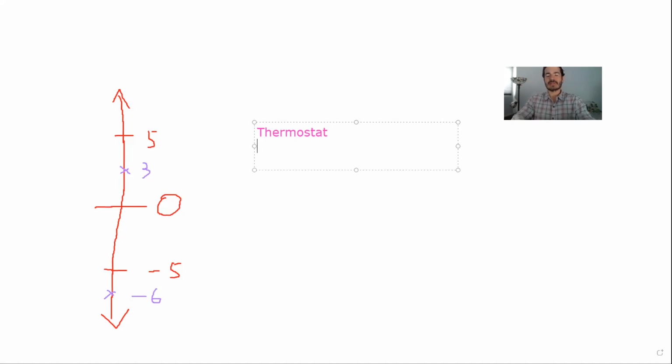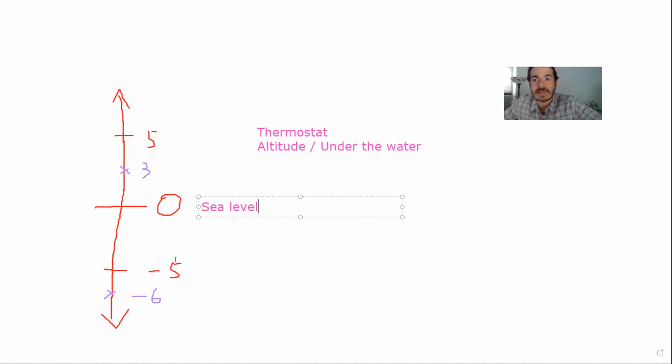We've also seen this if it's measuring altitude or under the water. I don't know what that's called, under the water. So in this case, if 0, we could call that sea level, right? And if we're going to dive down 5 feet, we would be at -5. If we're going to jump up 5 feet, we'd be at +5. All right. That is the basics of a number line.